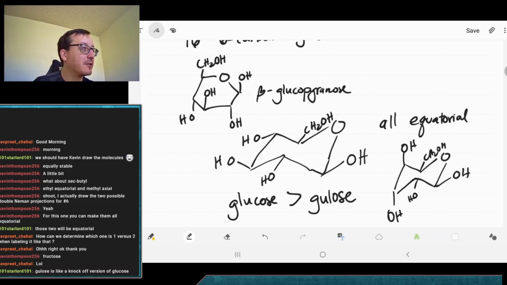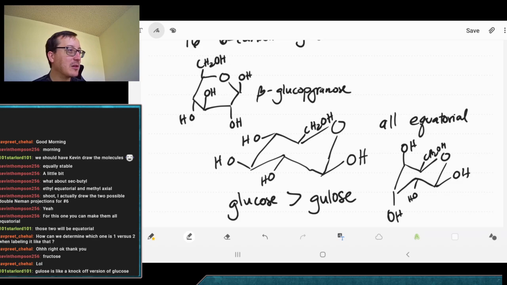It's the knockoff version. Yeah, if you buy it on wish.com, you get gulose instead. That'd be fun. Interestingly, though, biologically, they do taste the same, supposedly. Gulose and glucose. I have never tried it, but there you go.